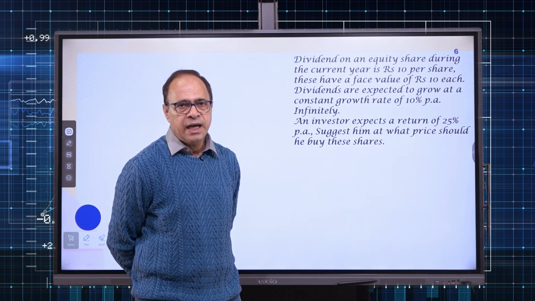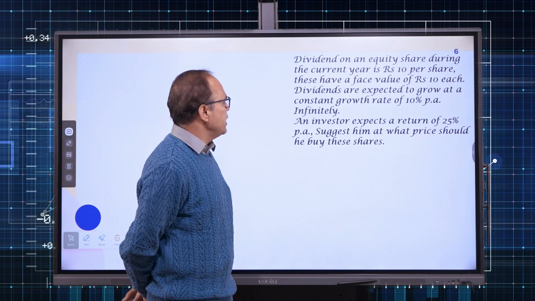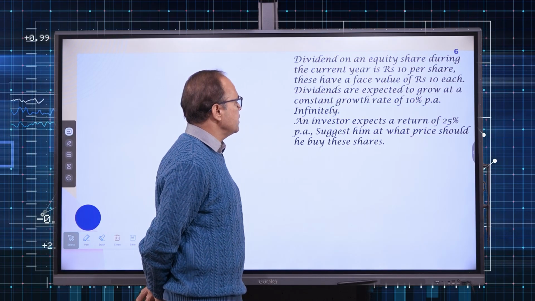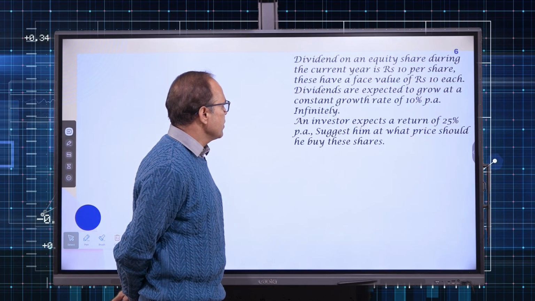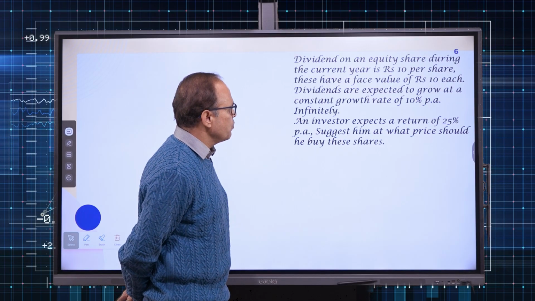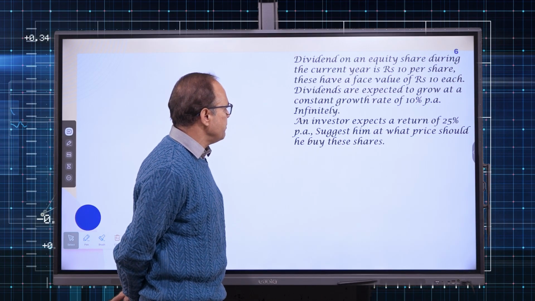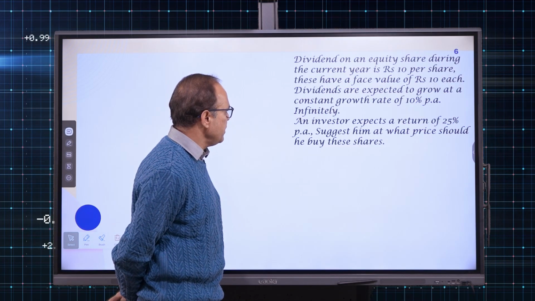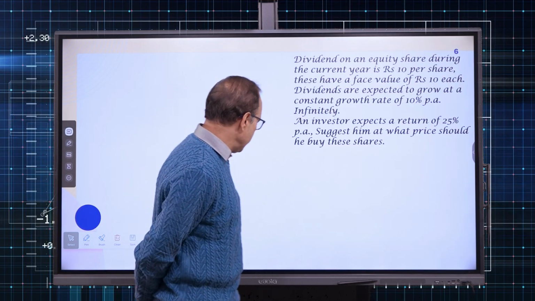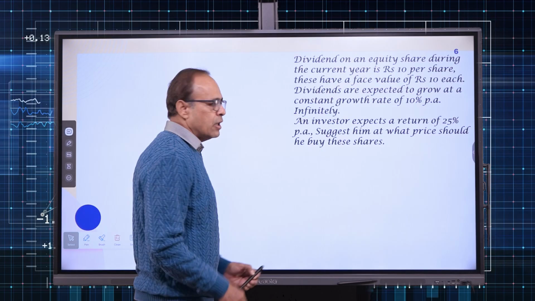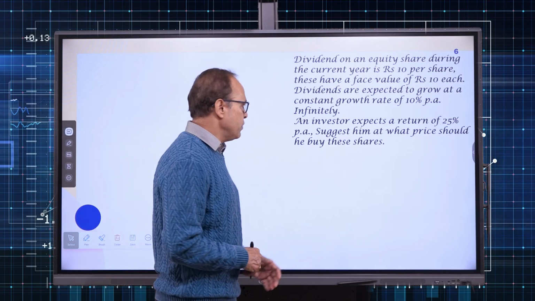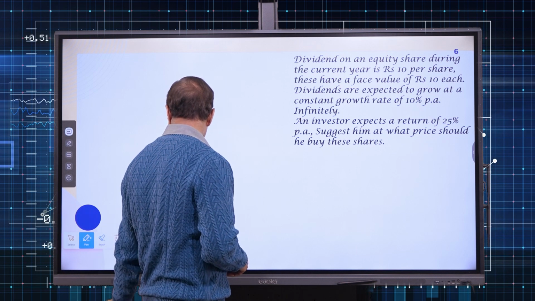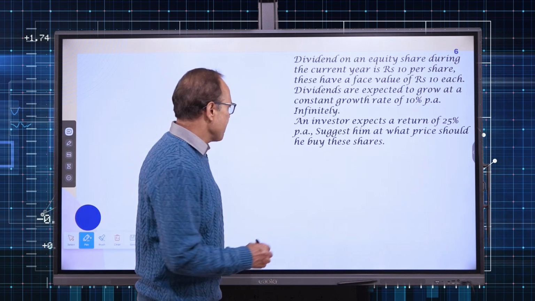As you can see, I have taken one example. Dividend on an equity share during the current year is rupees 10 per share. These have a face value 10 each. Dividends are expected to grow at a constant growth rate of 10% per annum infinitely, and an investor is expecting 25% return. Find out at what price this investor should buy the share. So, we can apply the same fundamental learnt in the previous lesson.